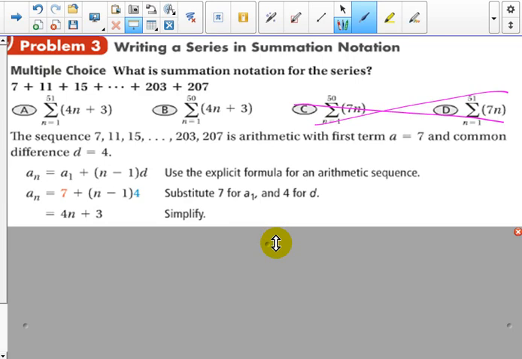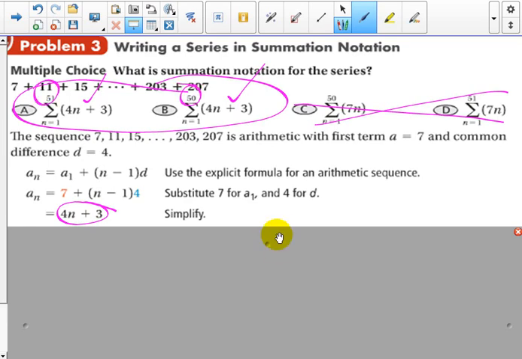So what do we get? We end up with our series is equal to 4n plus 3, which we already figured out by just playing with it. But there's the mathematical way to determine it's one of these two. Now we have to decide how many terms it has, 50 or 51.